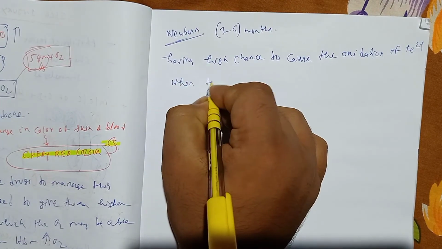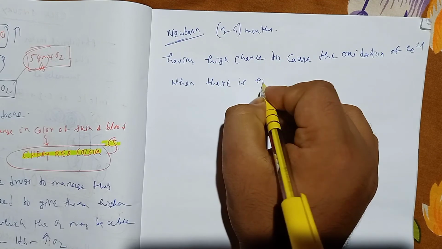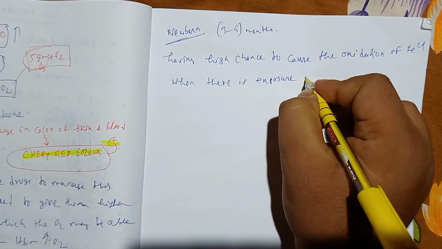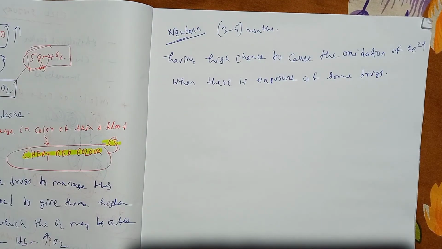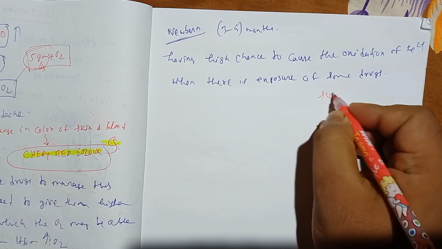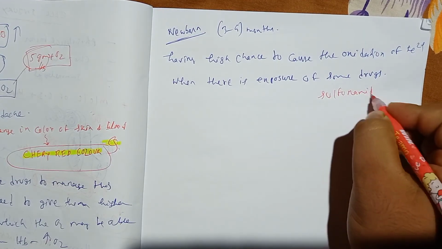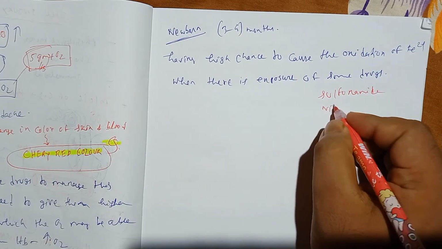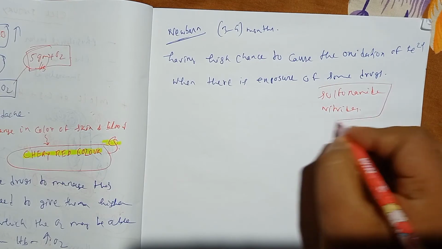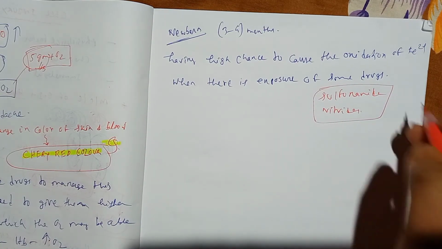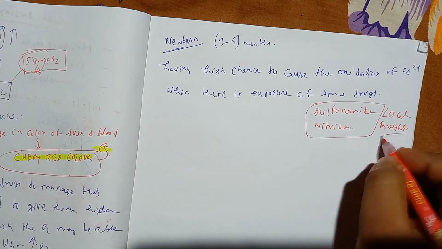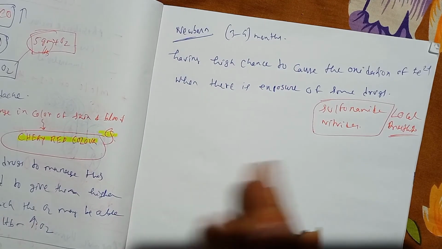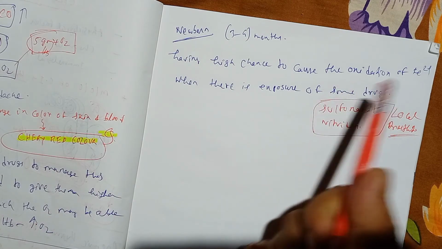When there is exposure to some drugs. If you give some drugs to newborns, especially sulfonamides, try to remember the names of these drugs, and also nitrates, and also local anesthetics, then they have a chance of having the oxidized form of Fe2+.